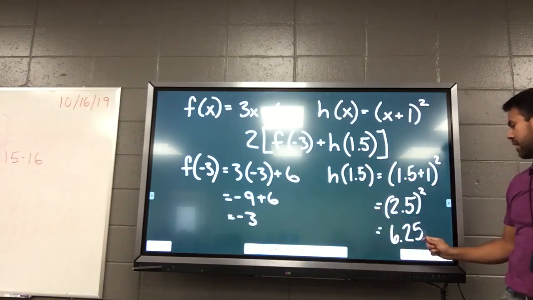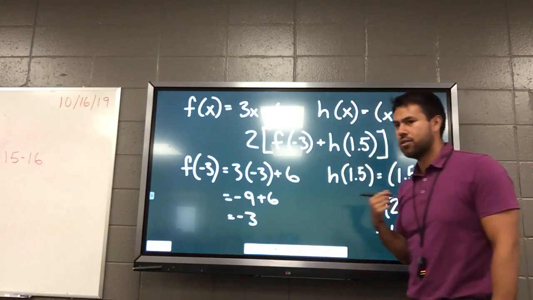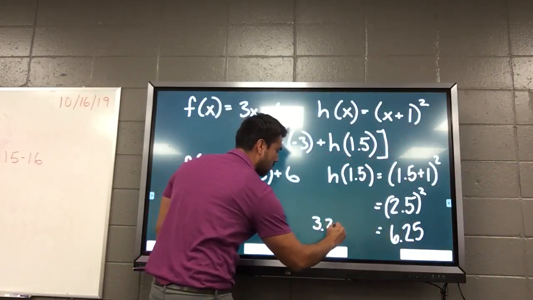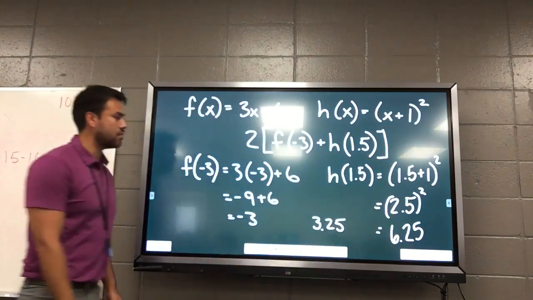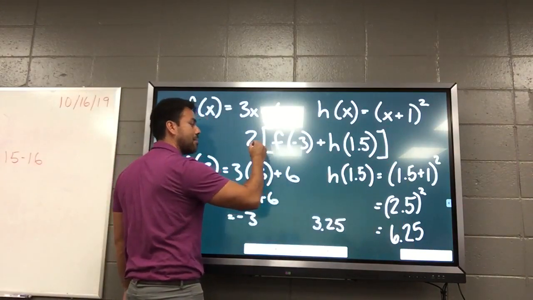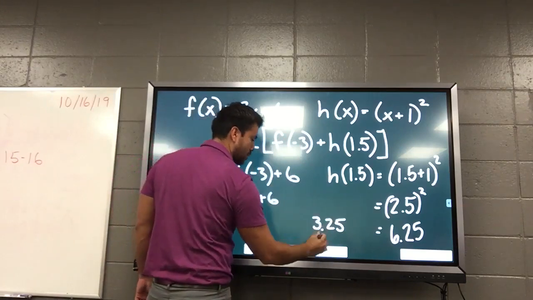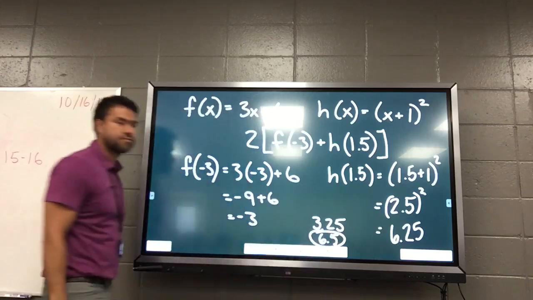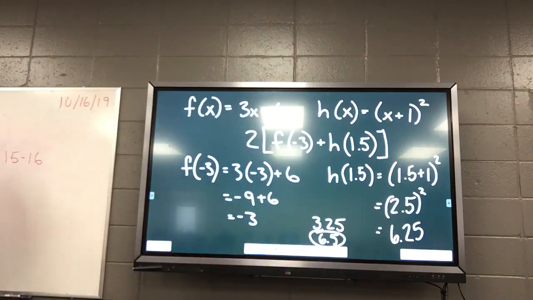So what's 6.25 minus 3? I got 3.25 positive. And then what do I do with that number? I have to multiply that by 2, so that gets me 6.5.